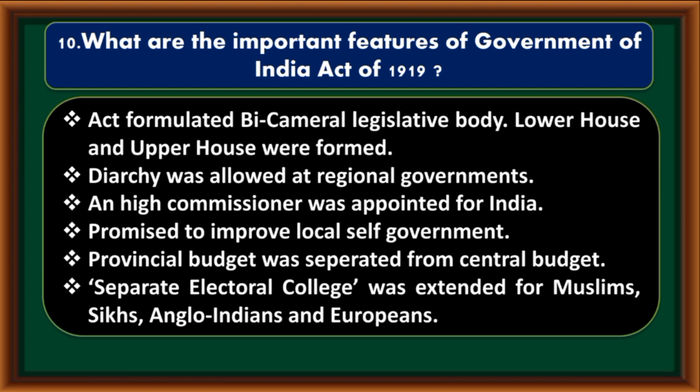What are the important features of the Government of India Act of 1919? The Act formulated a bicameral legislative body, lower house and upper house were formed. Diarchy was followed at regional governments. A High Commissioner was appointed for India. Promised to improve local self-government. Provisional budget was separated from central budget. Separate electoral college was extended for Muslims, Sikhs, Anglo-Indians and Europeans.